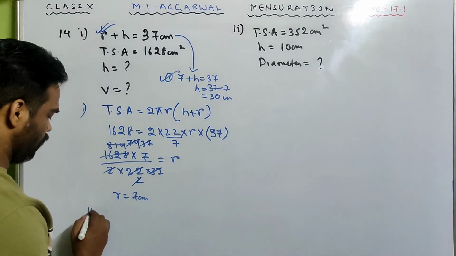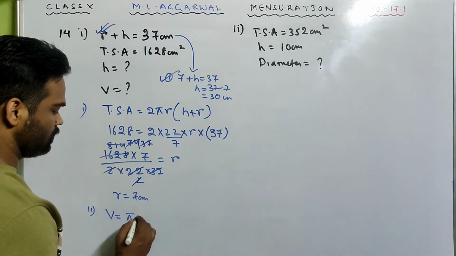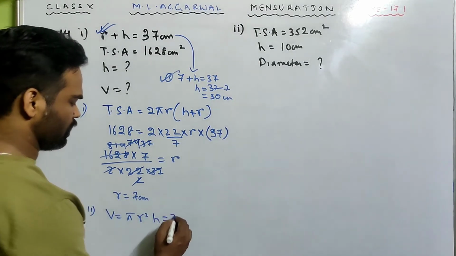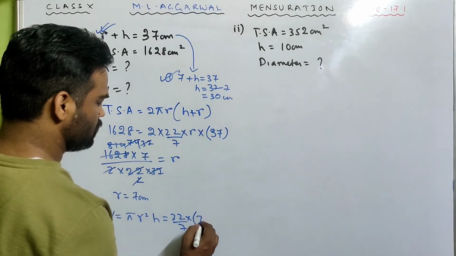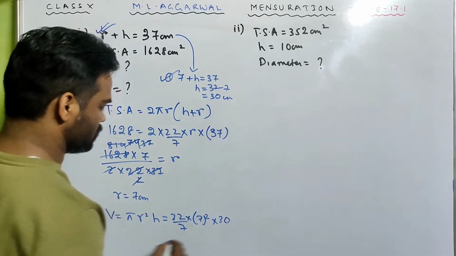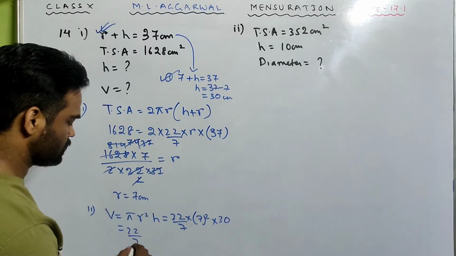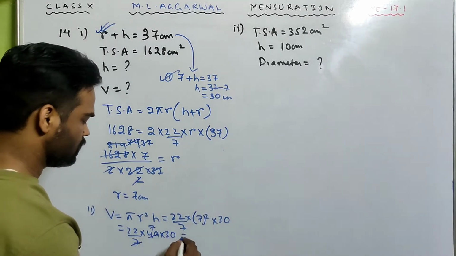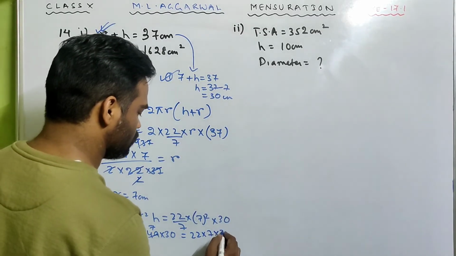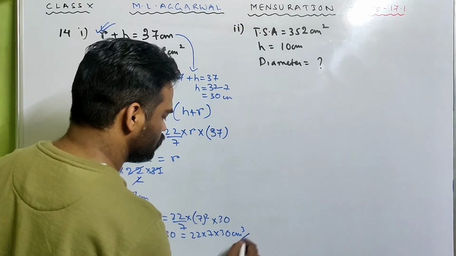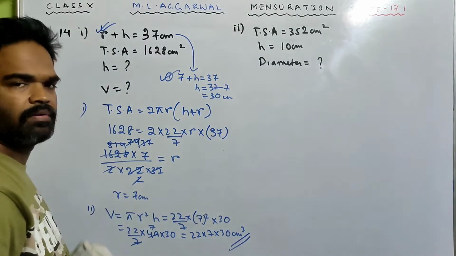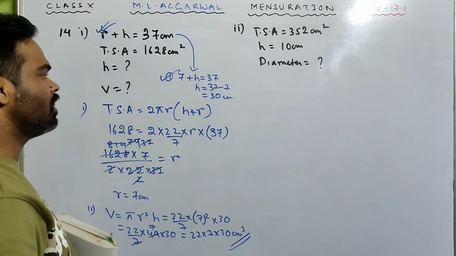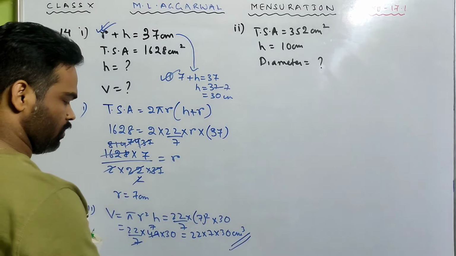Now, volume. Volume is pi R square H. Just substitute the value. 22 by 7 into 7 square into height is 30. That's 22 by 7 into 49 multiplied by 30. 7 1 times, 7 7 times. That is 22 into 7 into 30 centimeter cube. Just calculate this. Very easy. Once you get H and R, it will be very easy. Okay.